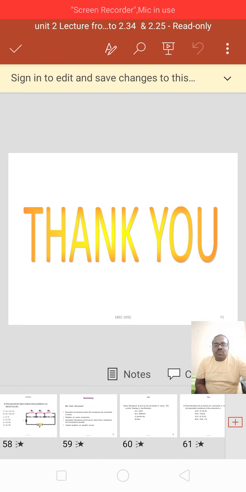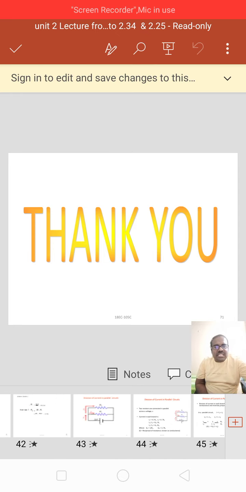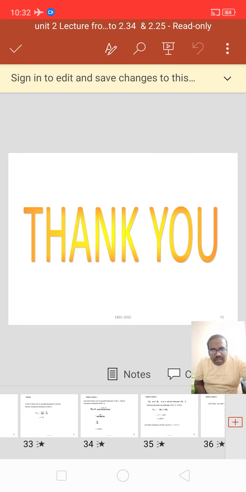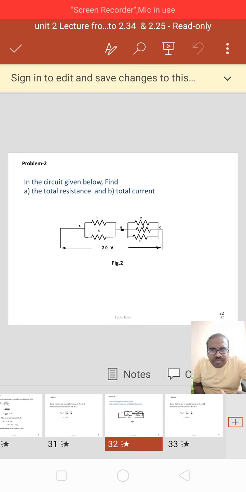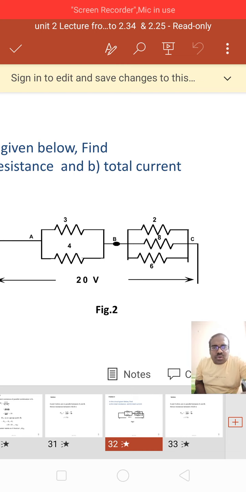I want to inform you that some different problems also exist in this session. See here: in the given circuit, find the total resistance and total current. Two resistances, R1 equal to 3 and R2 equal to 4, are in parallel, and three resistors are in parallel. The total voltage present in the circuit is 20 volts.